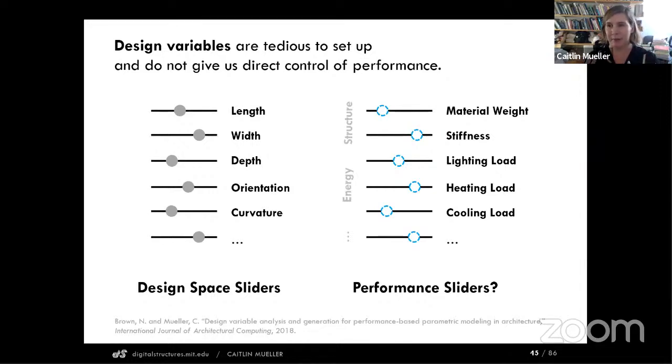We really care about these performance metrics, but we can't operate directly on them unless we solve some kind of inverse problem. Usually the inputs are always these design variables. So we've been very interested in addressing that and thinking about how we find better links.